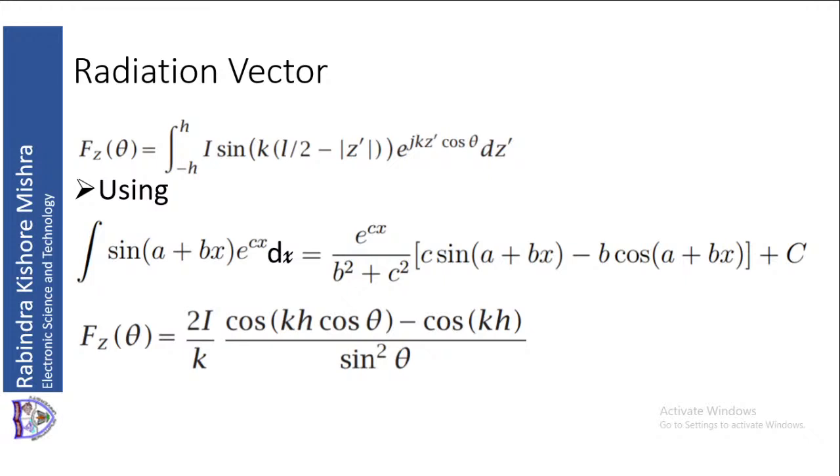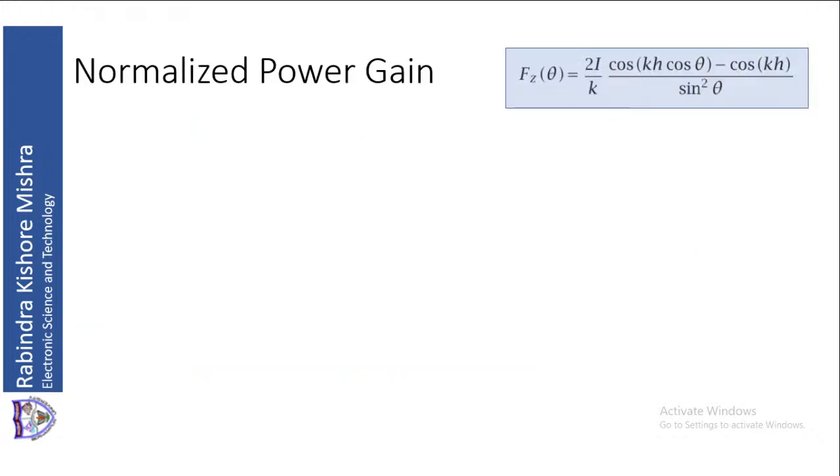If you use those values in the integration, then Fz will be 2I by k times (cos(kh cos theta) minus cos kh) by sin square theta. That will be Fz. Once we find the radiation vector, we can find the normalized power gain. Remember the radiation vector Fz. Then we have to find the intensity, then the power gain.